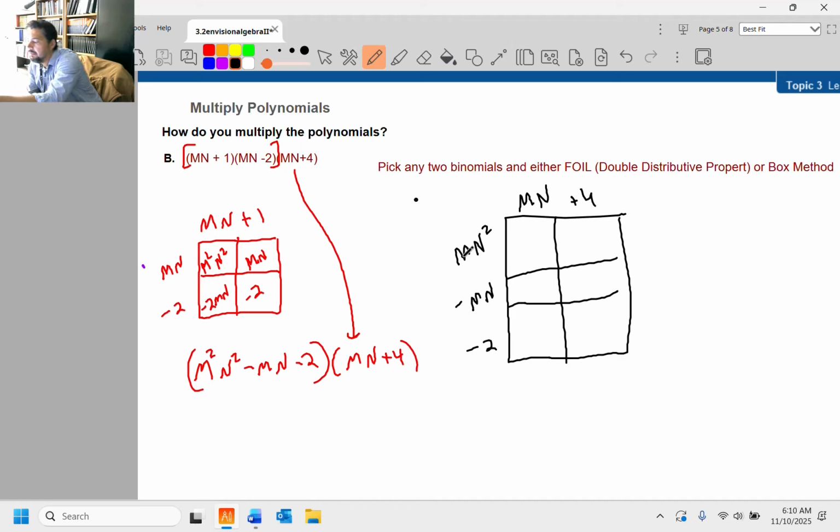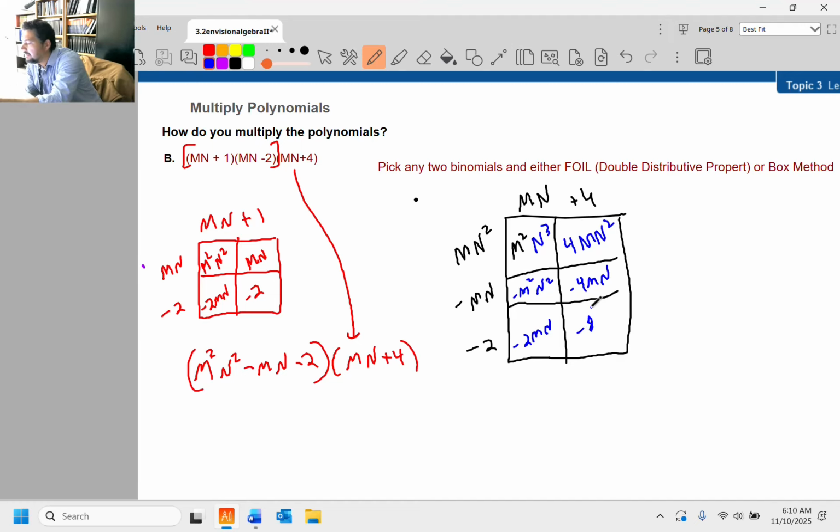All right, now m times m is m squared. n squared times n is n cubed. 4 times anything, just the 4 anything. Negative mn times mn is a negative m squared n squared. And minus 4mn. Negative 2 times mn is minus 2mn. And negative 2 times positive 4 is minus 8.